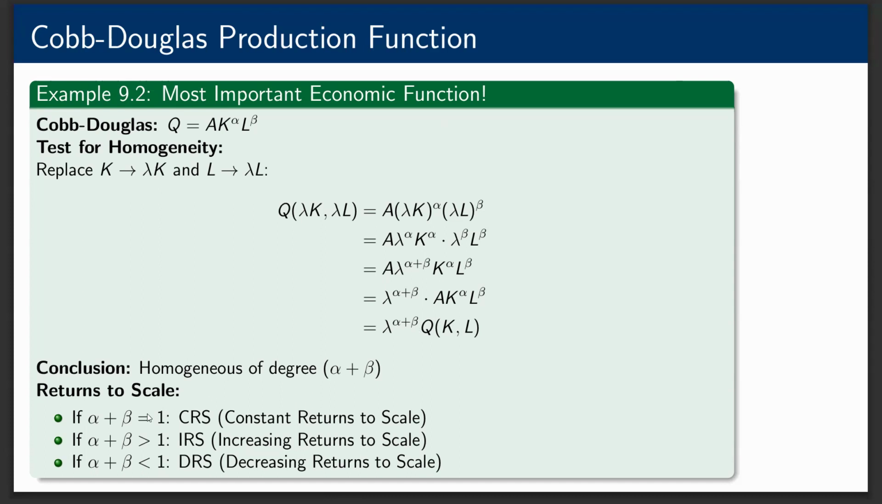Now, if alpha plus beta is greater than 1, it means if both labor and capital increase by a given amount, say 2 times, then output will increase by more than 2 times. If alpha plus beta is less than 1, we say diminishing returns to scale. That is, if labor and capital are doubled, the output will be less than doubled. You just have to remember this.